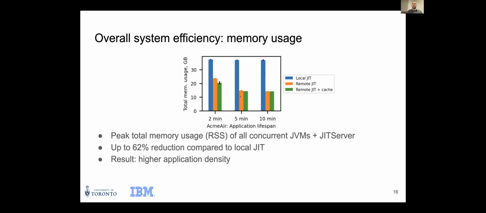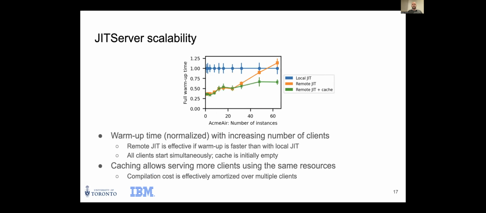So the overall result of reducing CPU costs and memory usage is that we can pack more application instances into the same amount of hardware. We increase density. We also measured JITServer scalability, so basically how many application instances a single JITServer instance can support.